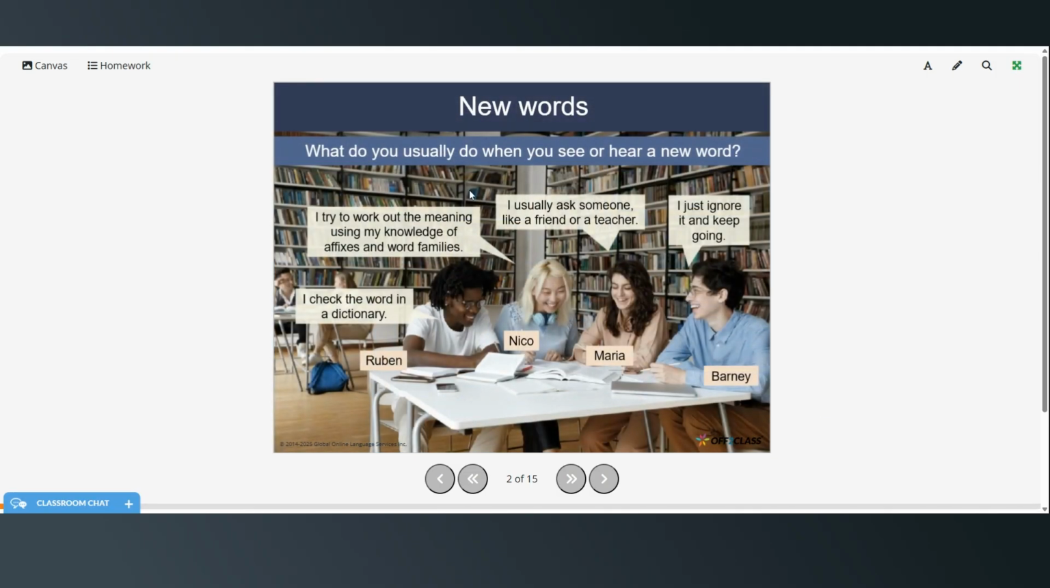So what do you usually do when you see or hear a new word? Well, we'll look at what these students say. Ruben says, I check the word in a dictionary. Nico says, I try to work out the meaning using my knowledge of affixes and word families. Maria says, I usually ask someone, like a friend or a teacher. And Barney says, I just ignore it and keep going.